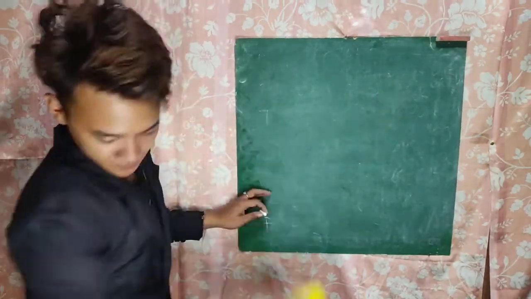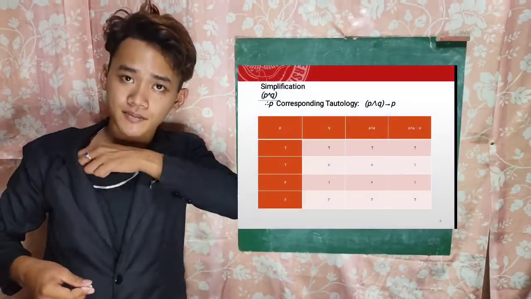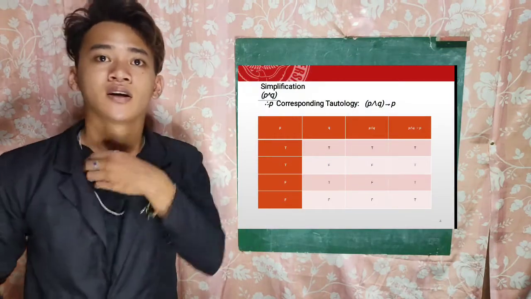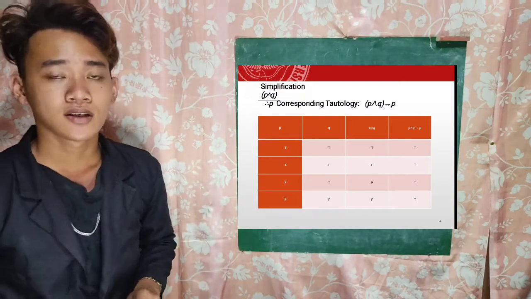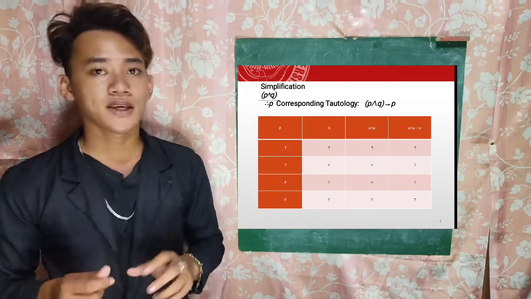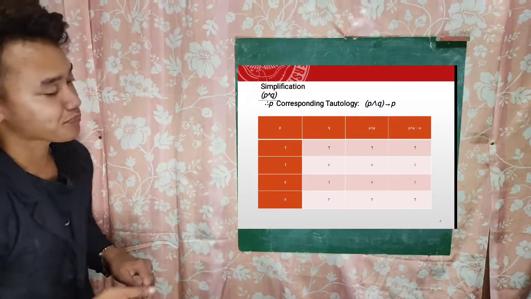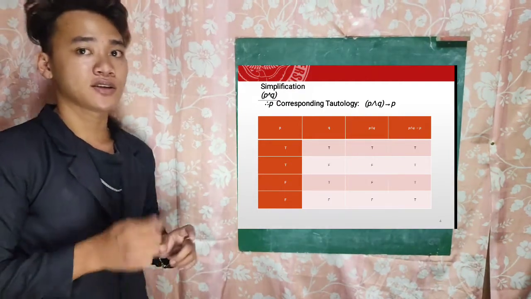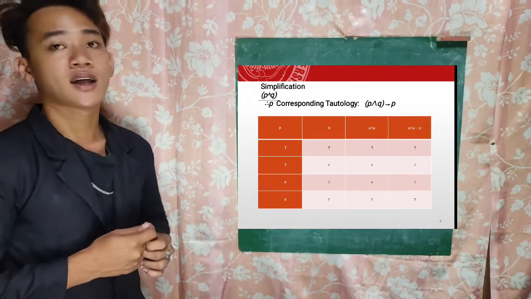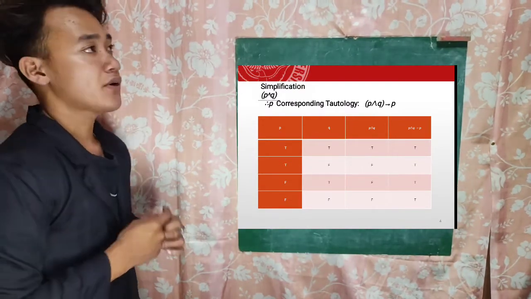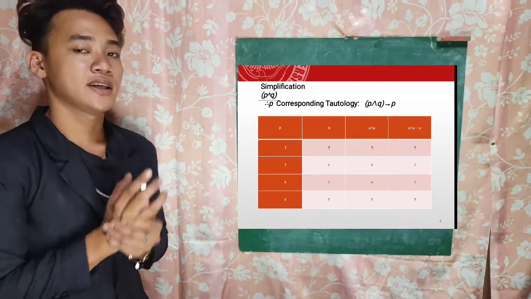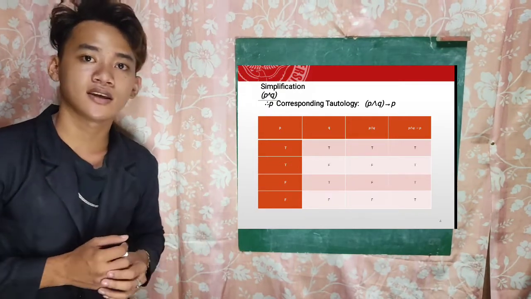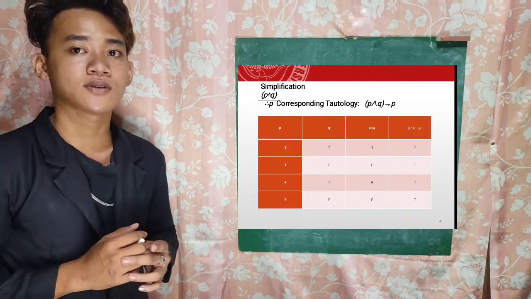So let's proceed. Second rule, we have simplification. P and Q all over P. So P and Q has the same value. Now this time we have "and". If "or" focuses on true, then "and" focuses on false. If T and T, then it equals T. If the P is T and the Q is false, then it is false.